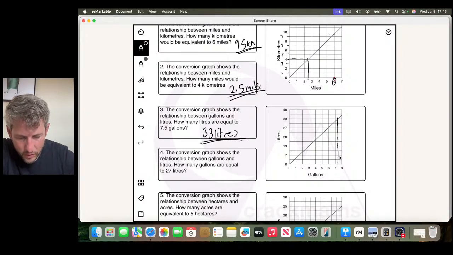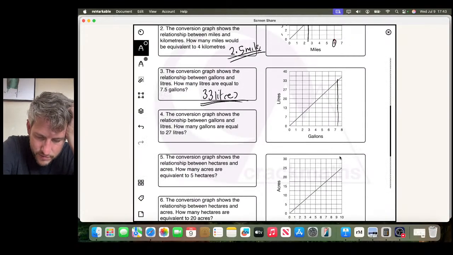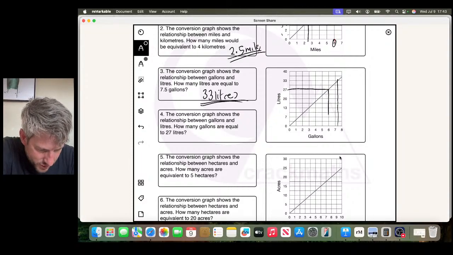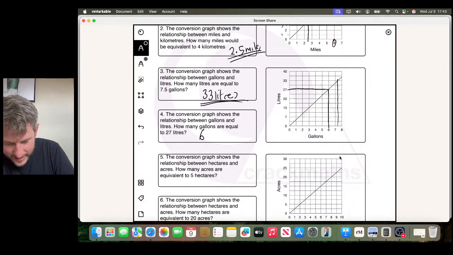This next one, we've got the conversion graph shows the relationship between gallons and litres. How many gallons is equal to 27 litres? So here we go. Oh, yes, nice on a cross point. So that would be 6 gallons.